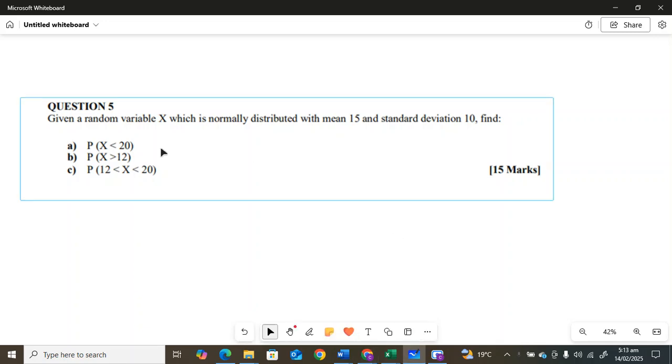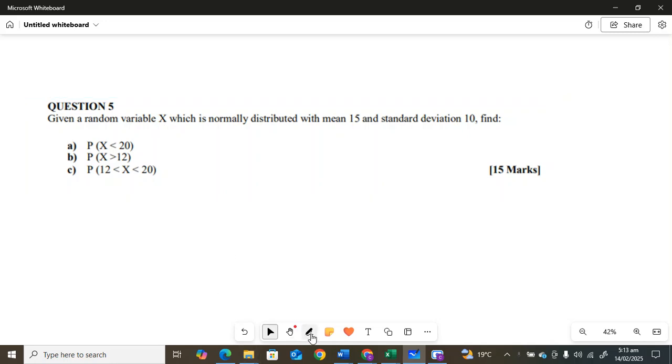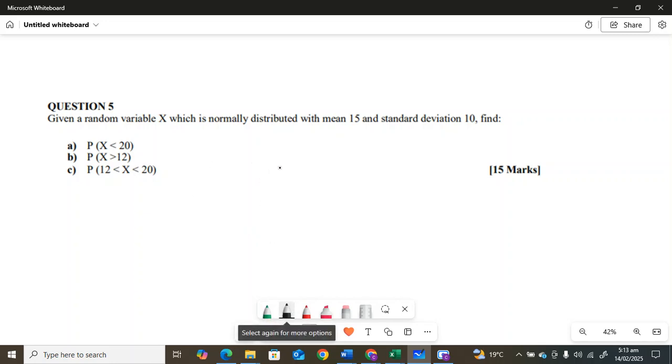So first things first, since we've seen the letter x here, it's dealing with a normal distribution, so we have to standardize it first. Right. Who remembers the formula to standardize? Yes, x minus the mean divided by the standard deviation.